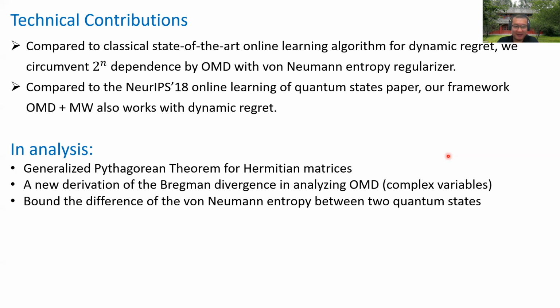But roughly speaking, it's like a generalized Pythagorean theorem, and we also need to make sure that the analysis of the Bregman divergence goes through in terms of complex variables. We also have to use something from quantum information theory to bound the difference between the Von Neumann entropy of two quantum states. So there are some technical contributions that are also given in our paper.